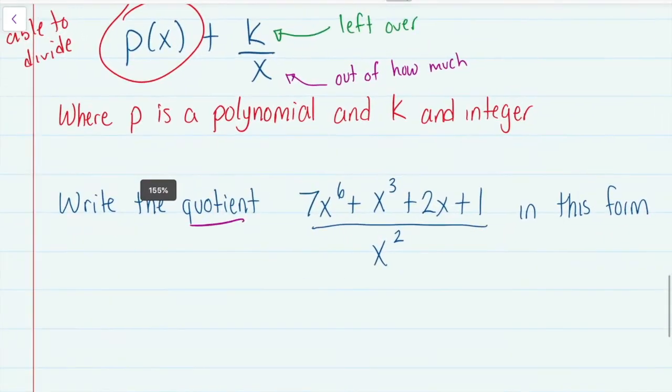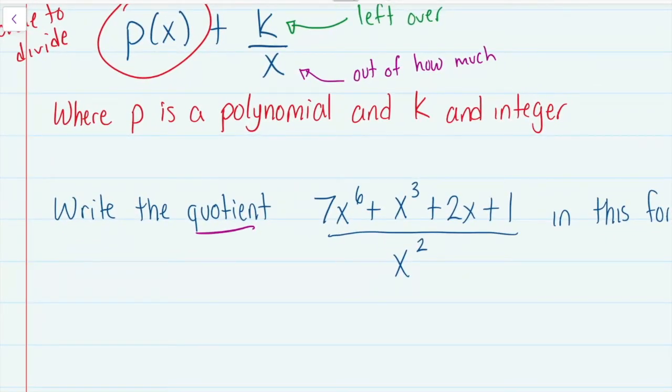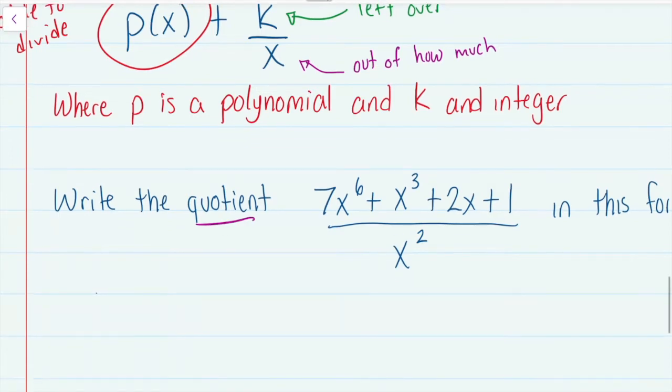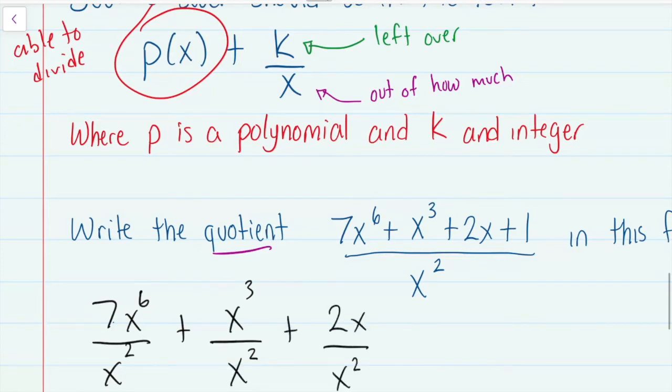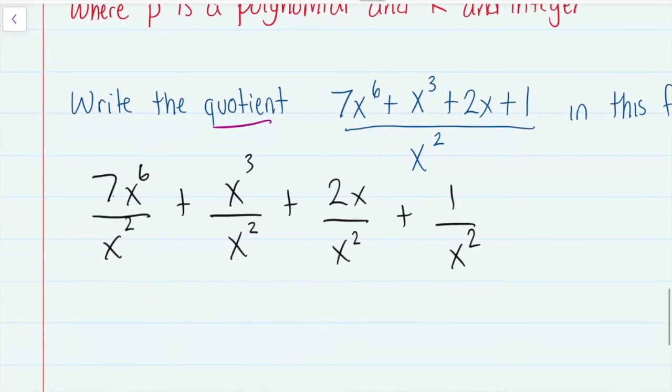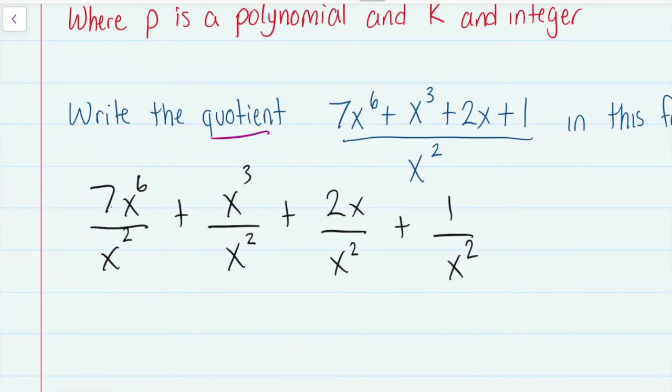Well, let's begin. So I already taught you guys the trick. How about we put this denominator under every little number so we can make different little fractions. So we have 7x to the 6 over x squared plus x cubed over x squared plus 2x over x squared plus 1 over x squared, right? Well, let's see which ones we can actually solve for. And I've told you guys before, if you want to divide exponents, you're actually going to be subtracting, but the exponent with the biggest number is the one that's going to win.